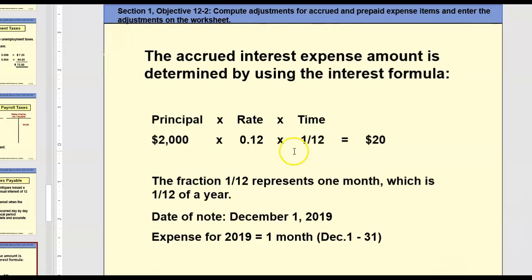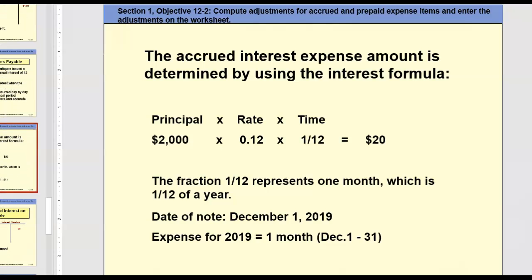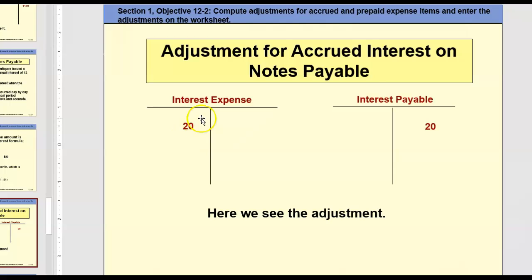So here we have to compute interest. We've got an interest rate and the time 1/12. That'd be 1 month worth of interest we have to write out. Remember, even though the interest is due at a lump sum when the note's over, you still have to account for it every month as part of your monthly expenses. And make that adjustment. Interest expense, $20. Interest payable, $20.